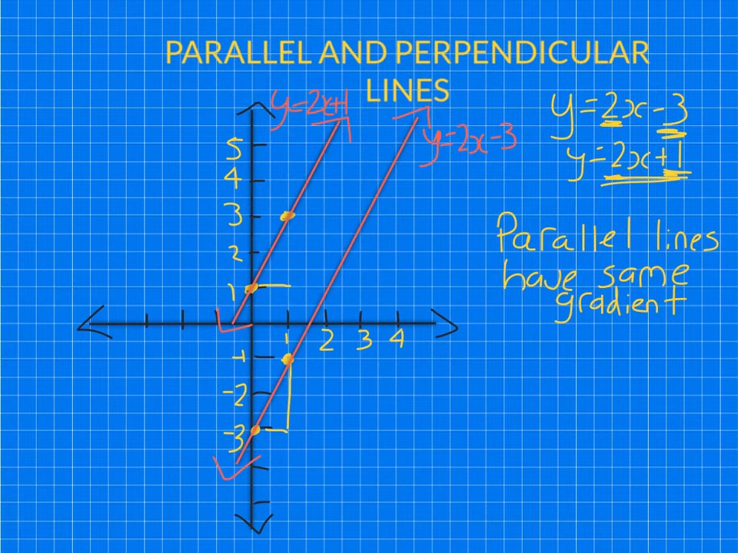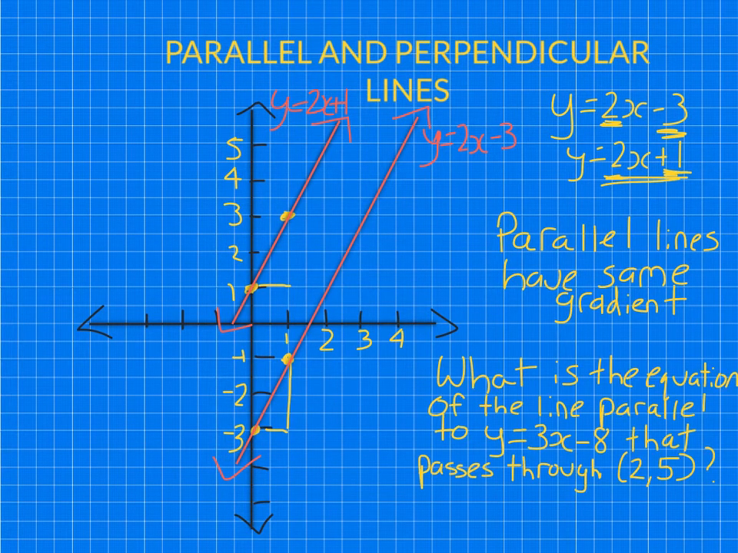So if 2 lines have the same gradient, then they are parallel. If they don't have the same gradient, they are not parallel. We're very precise in maths. So let's look at an example that we might do. We might do a question like this: what is the line that is parallel to y equals 3x minus 8 that passes through the point (2, 5)?